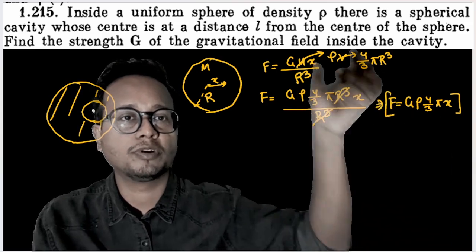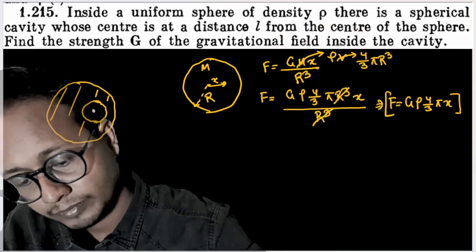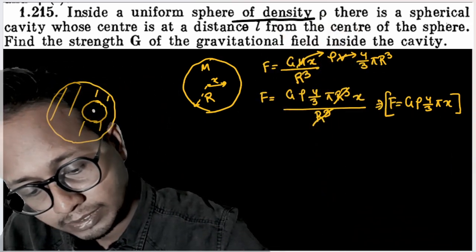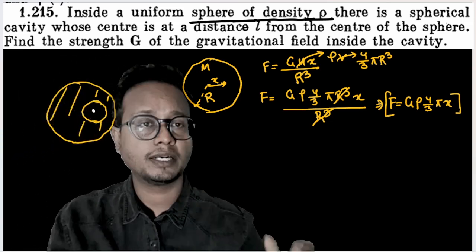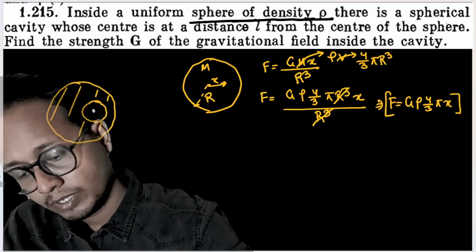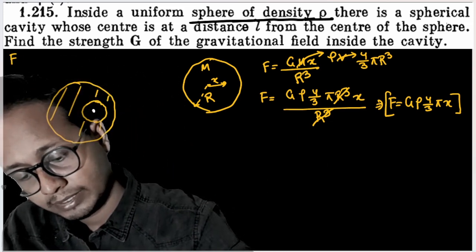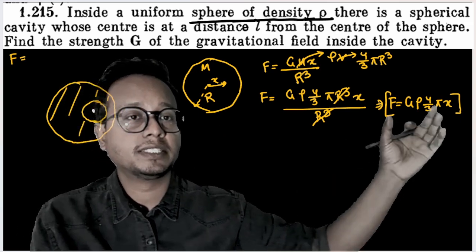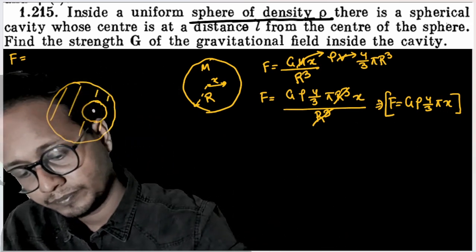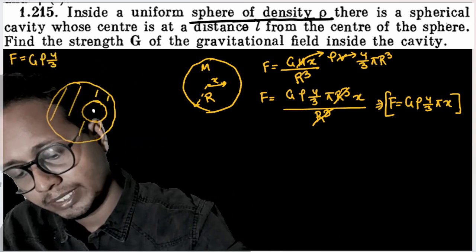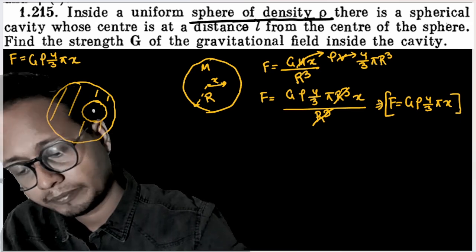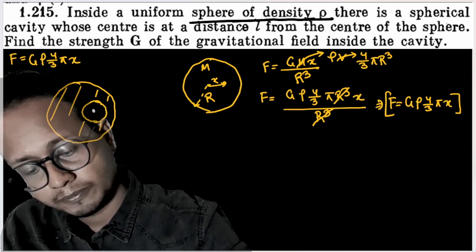So I'll just use this formula because the question here is given density. You have to find it in terms of density instead of mass. Understood? So my main formula for field inside a sphere is nothing but G into rho into 4 by 3 pi x. So let me erase this one.